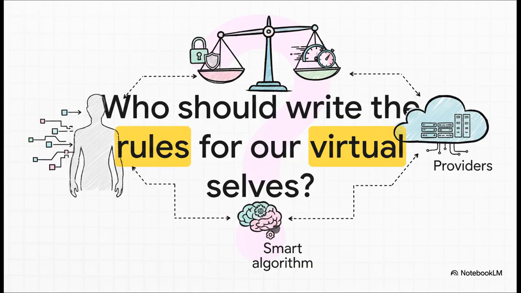And all of this brings us to a final, much bigger question. This research gives us a really elegant technical solution for that balancing act between privacy and performance. But as these digital twins become more common, more integrated into our daily lives, it brings up a really fundamental issue. Who gets to write the rules for our virtual selves? Is it us? Is it the companies providing the service? Or is it a smart algorithm finding a compromise somewhere in the middle? That's something we're all going to have to think about.